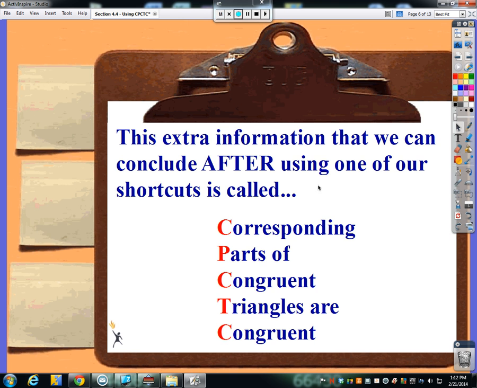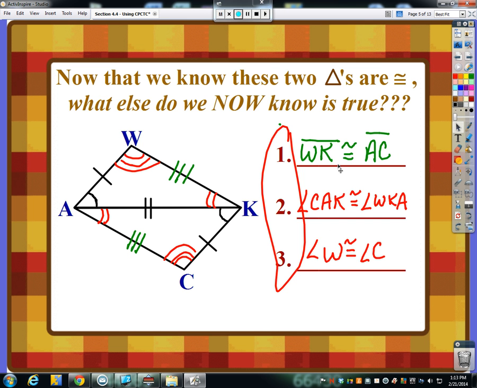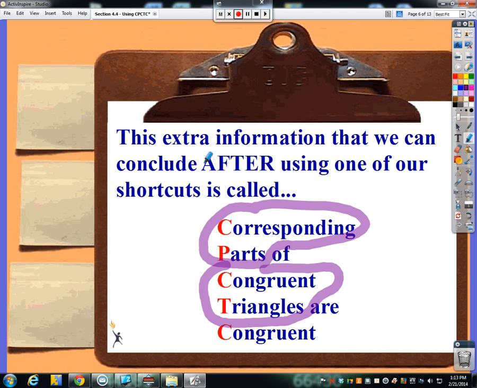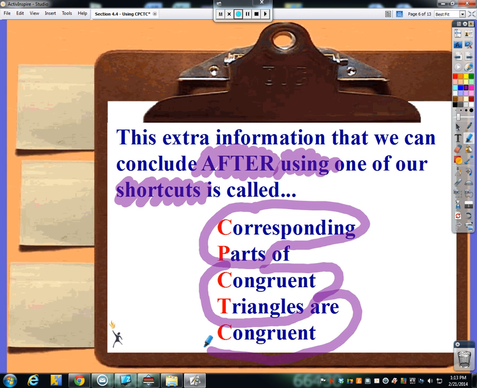All of that extra information, those 3 things that we just wrote down here, all that extra stuff after using one of our shortcuts is CPCTC. And CPCTC just stands for corresponding parts, that just means matching angles or matching sides, of congruent triangles, and that's why we say we can do CPCTC after using a shortcut. So we now know that we truly have congruent triangles by some side, side, side, side, angle, side, angle, side, angle, angle, angle, side, HL, that those corresponding parts are congruent.